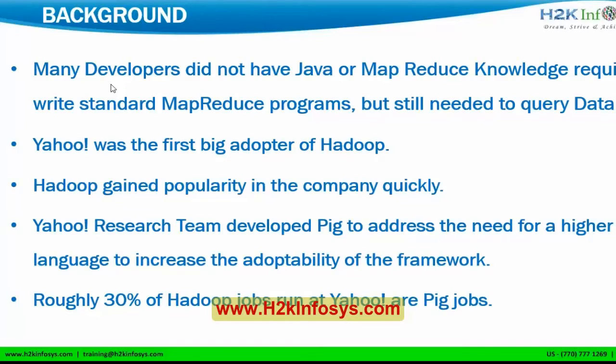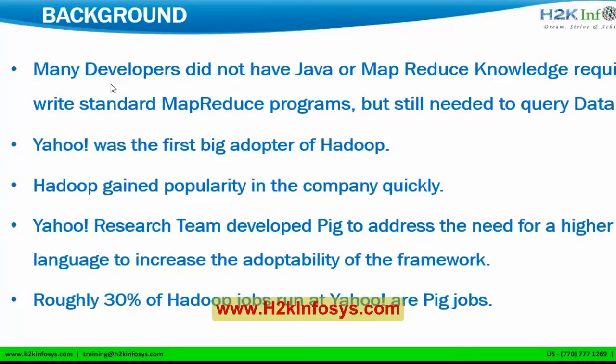Hadoop gained popularity in the company quickly. Once Pig was introduced, people were more fascinated towards Hadoop because it's not a complex thing where they have to learn Java before they can step into Hadoop. Pig is a simple, easier procedural language, or you can think of it as a data flow language, which can be understood by more people outside of development. That's the reason people started getting attracted more towards Hadoop once Pig was introduced.